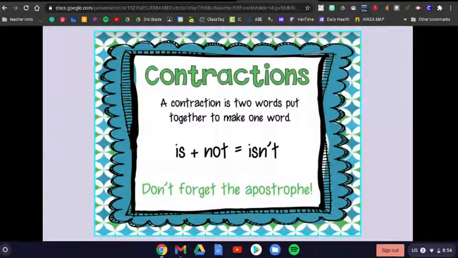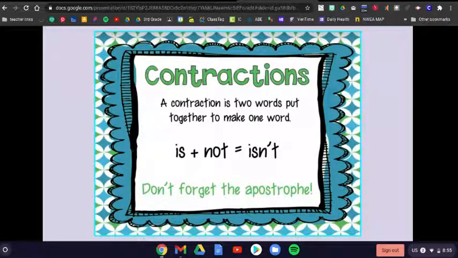So a contraction is when two words are put together to make a new word. Now, a lot of third graders confuse contractions with compound words. Compound words are when we take two words that are words by themselves and smoosh them together to make a new word, like football or butterfly or cupcake. When I have contractions, I take two words that go together and we use a tool called an apostrophe to make one word that's easier to say.